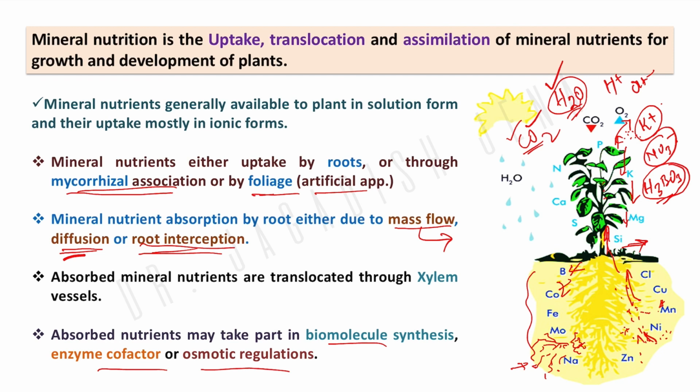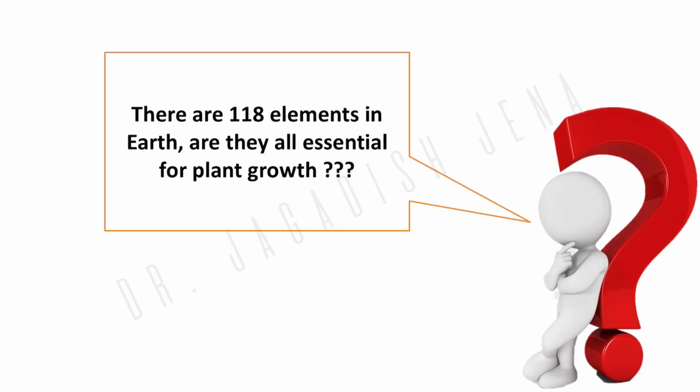One is enzyme cofactor, where a cation or anion may act as a cofactor of an enzyme. That means for activation of an enzyme, one mineral nutrient is needed. So some nutrients are being utilized for that. Then biomolecular synthesis: different biomolecules are synthesized inside the plant system, and for that also mineral nutrients are essential. So this is how mineral nutrients are used or assimilated in the plant system.